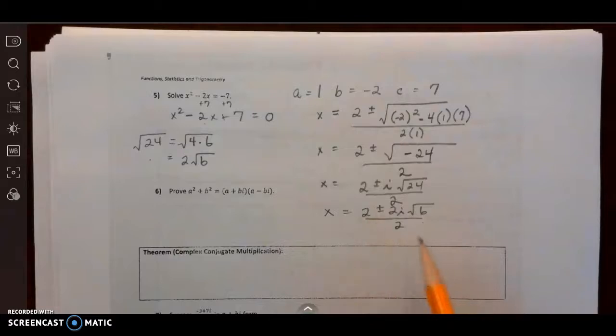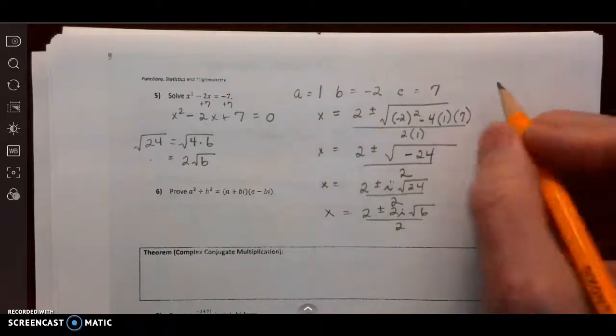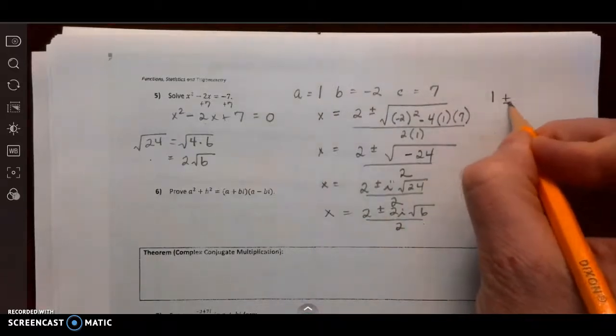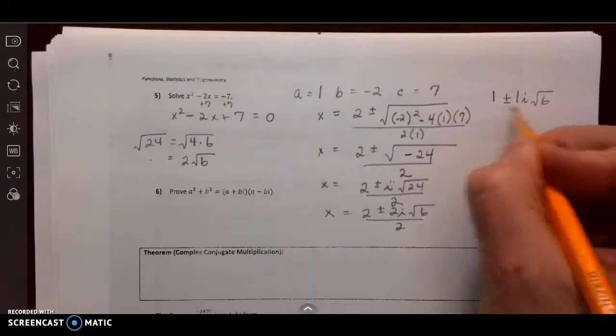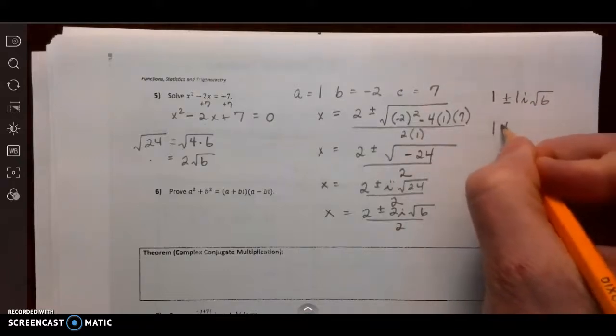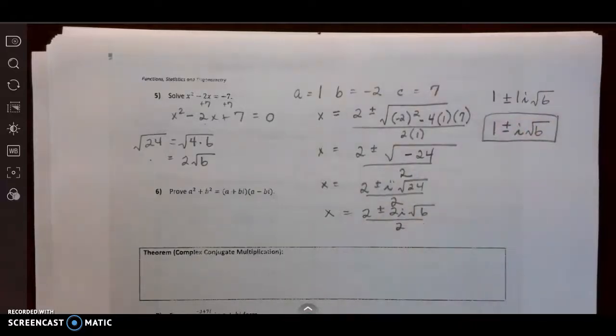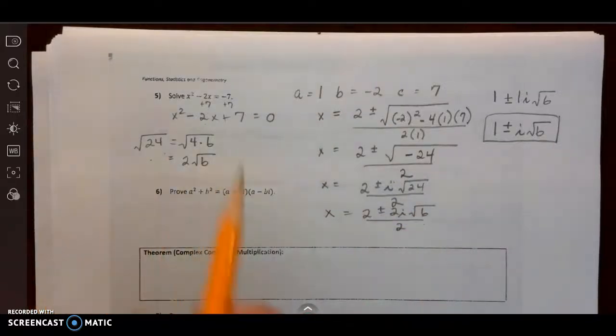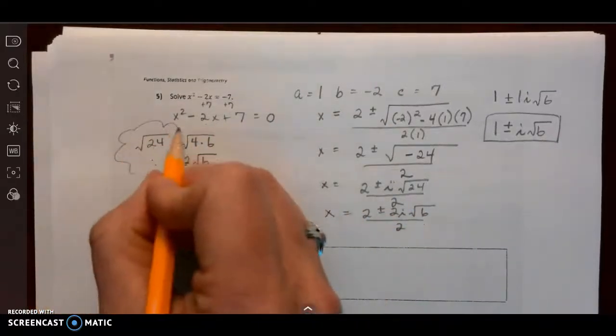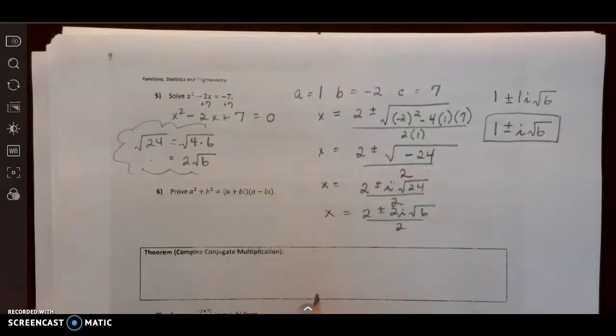Now, you can simplify if all three of these can be divided by something. It can't be that just these can, but not these. All three of these could be divided by 2. And I get 1 plus or minus 1i square root of 6 all over 1. So I could just write this as 1 plus or minus i square root of 6. So I did my simplifying of the square root of 24 over here on the side. This was kind of like my little side thought bubble that I had to use in order to do that.